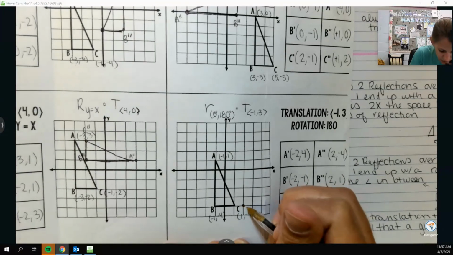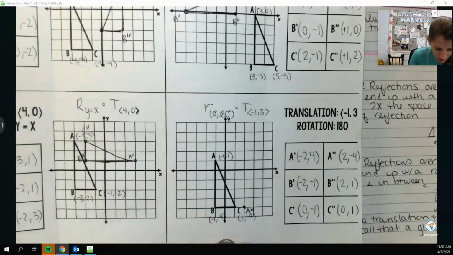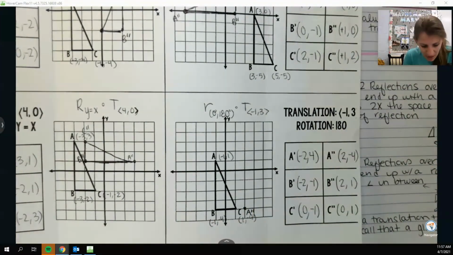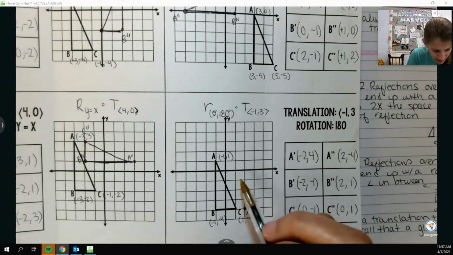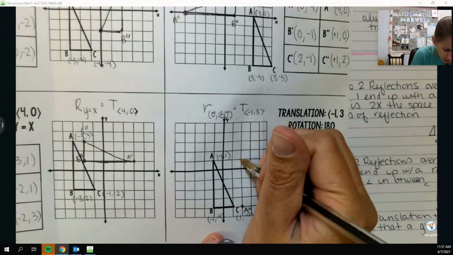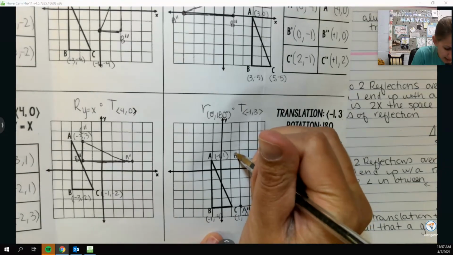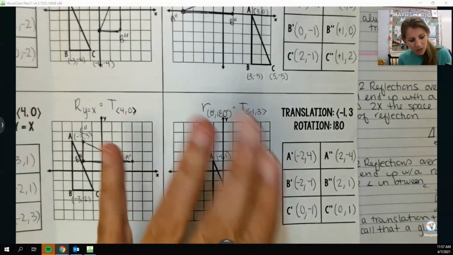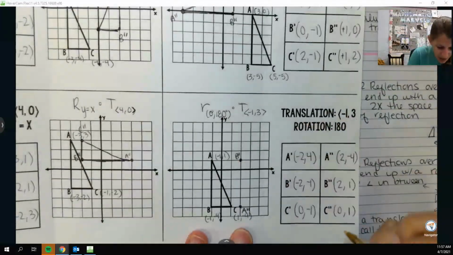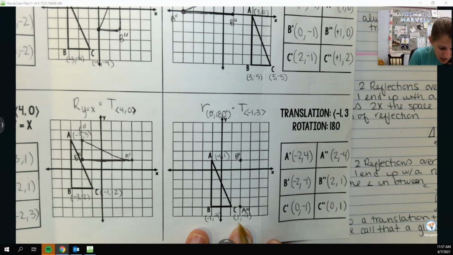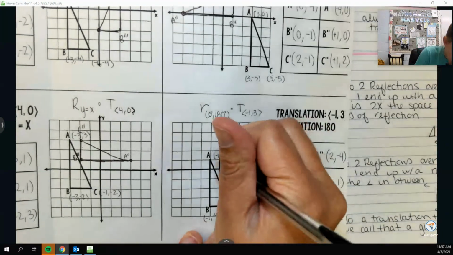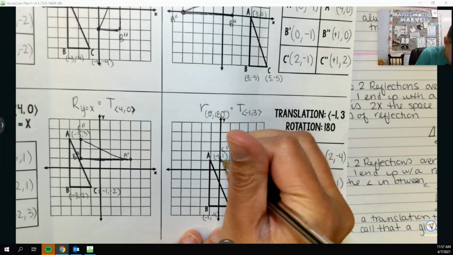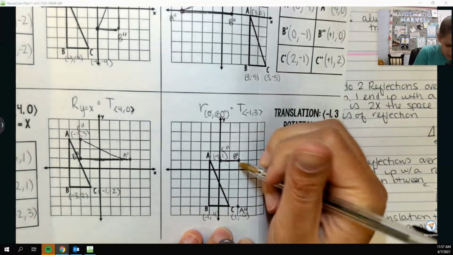That feels funky, but let's just keep going. I usually need 2 points to feel good about it. B double prime is at 2 comma 1. Okay, I feel good about it now because we maintain that straight line. Also, like if we do think about it, a rotation would flip it. So like A would come to the bottom and B would go to the top. So I feel good about that. And then finally, C is at 0 comma 1. And that feels good as well because it's still 2 away from B.